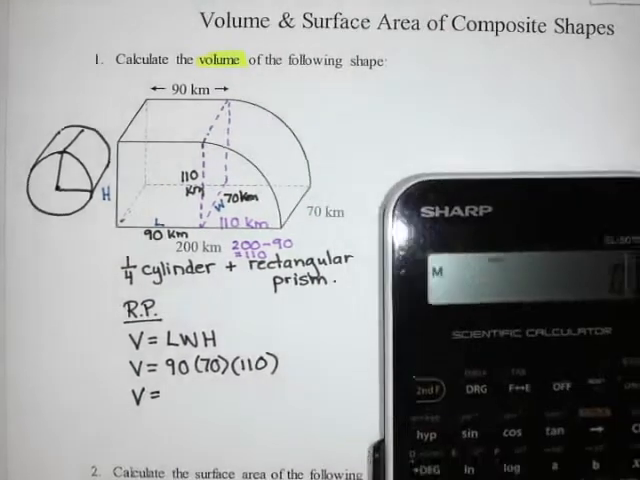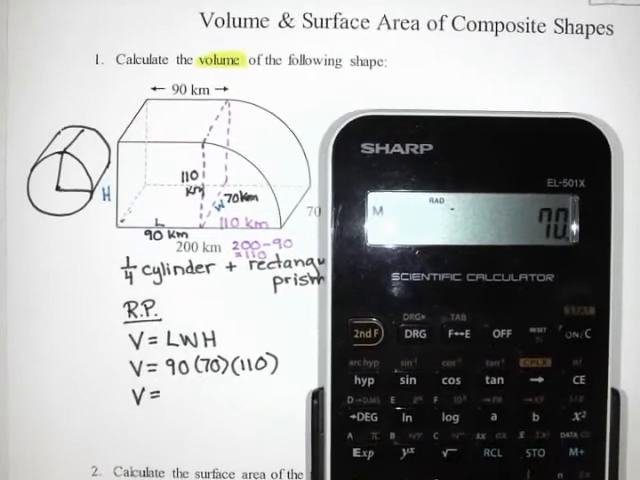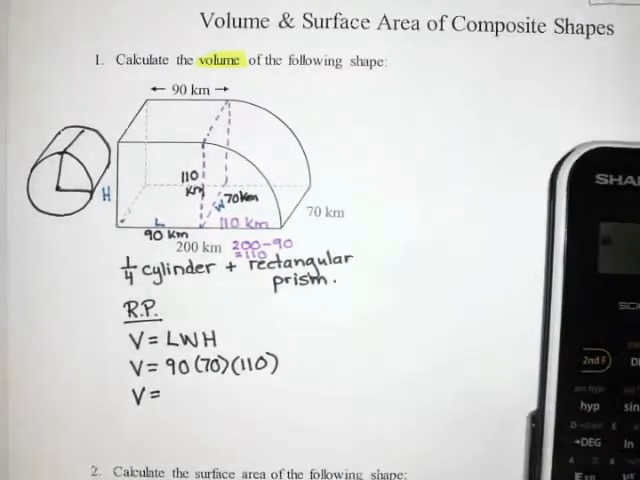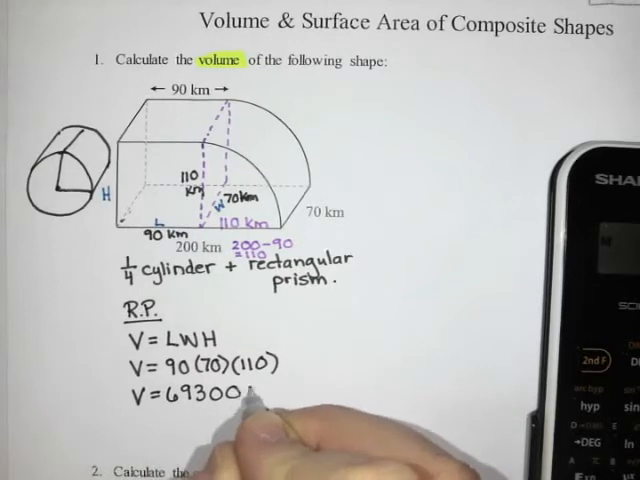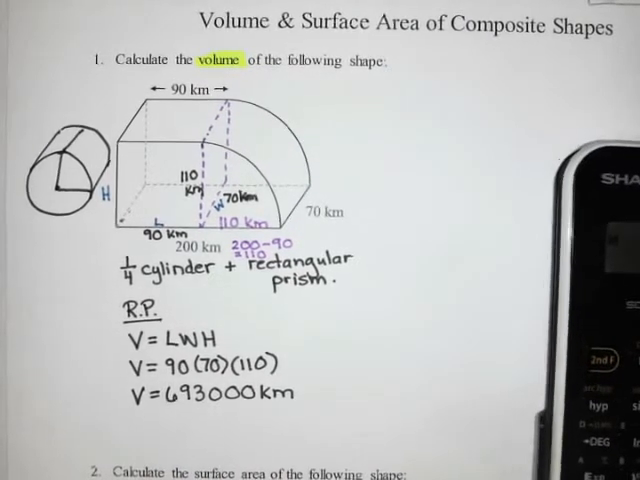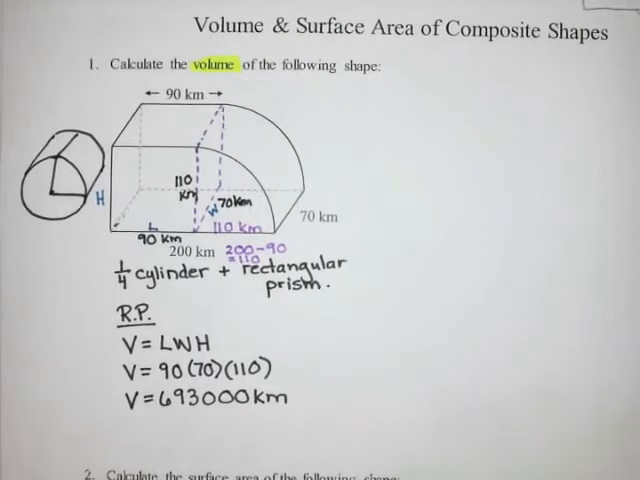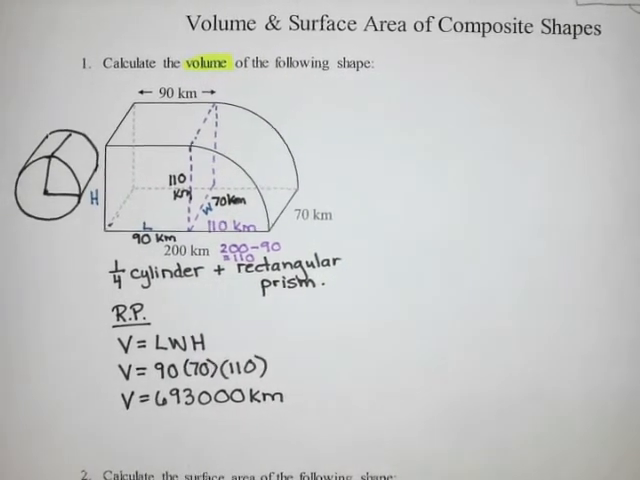So 90 times 70 times 110 gives me a big number, 693,000. And that's kilometers. This is one huge shape. All right, so the volume of my rectangular prism is 693,000 kilometers.